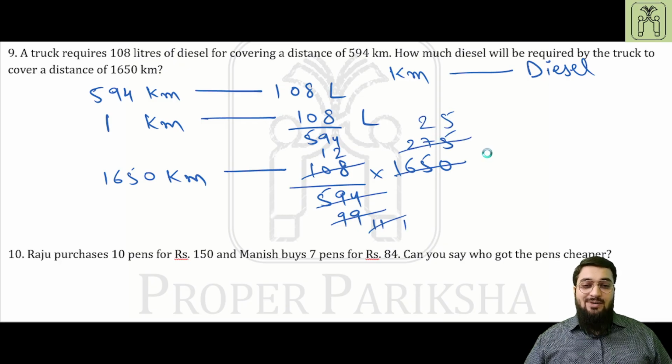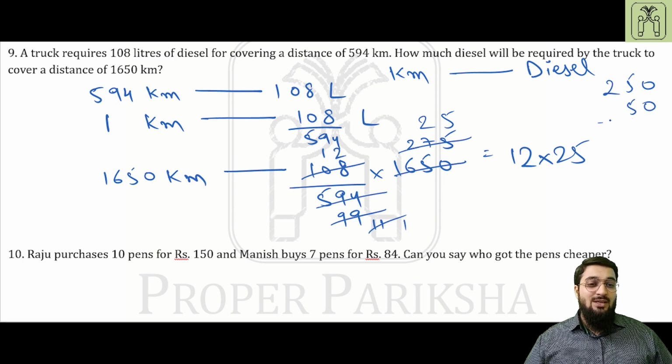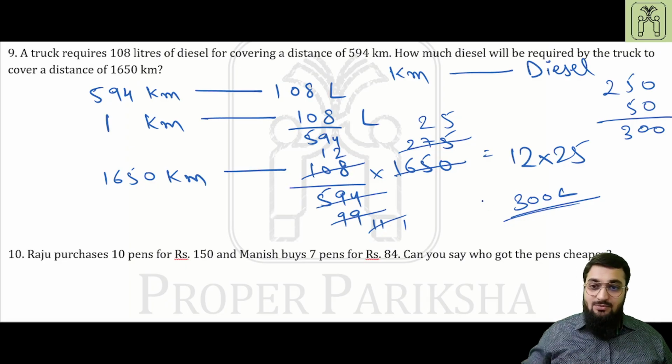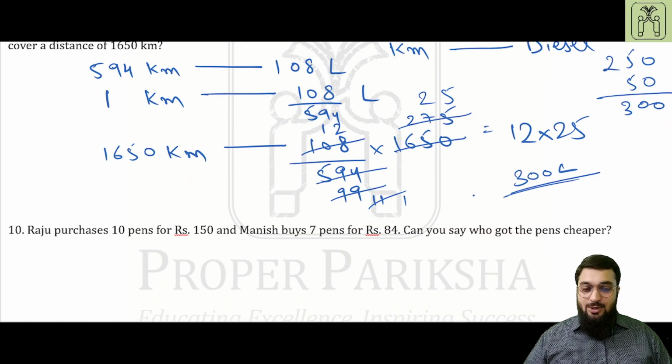5 5 times. So this will be 12 into 25 and that will be the answer, that 250 is 10 times and 25 into 2 is 50 and the answer will be 300. Therefore, 300 liters of diesel will be required to cover a distance of 1650 kilometers.